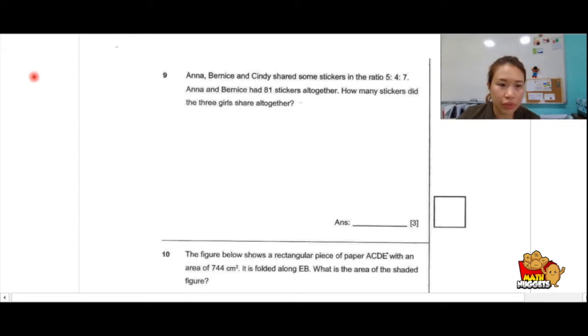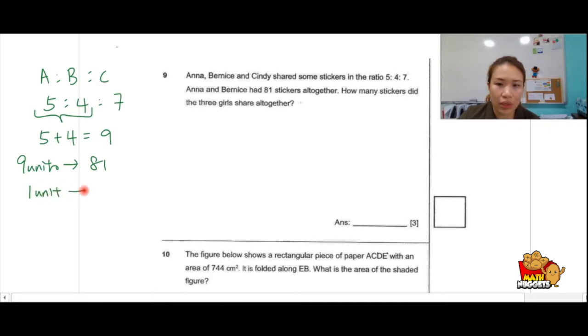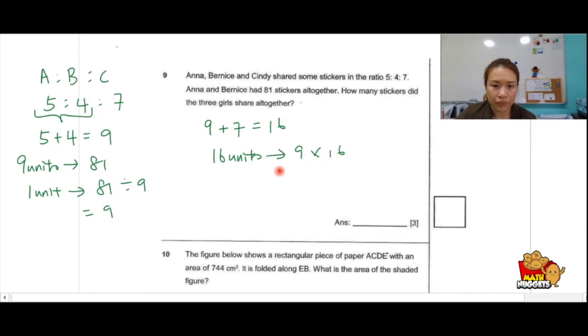Question 9 is a ratio question. Let's write down the ratio. We have A is to B is to C, 5 is to 4 is to 7. We know that Anna and Bernice, in total, they're 81 stickers. So we know that 9 units is 81 stickers. So 1 unit will be 81 divided by 9, which is 9. So the 3 girls, we have 9 times 16. In total, they have 16 units, with 144 stickers in all.